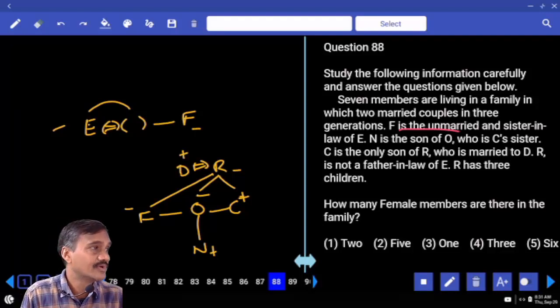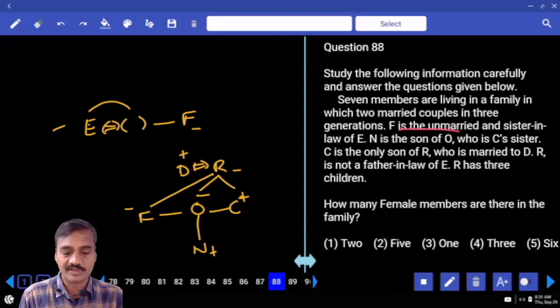N is the son of O. O and E are married couple. Are we taking that? Only 2 married couples. Only 2 married couples were there.